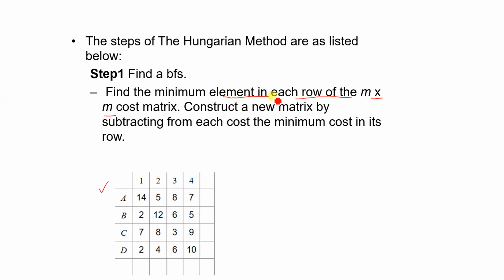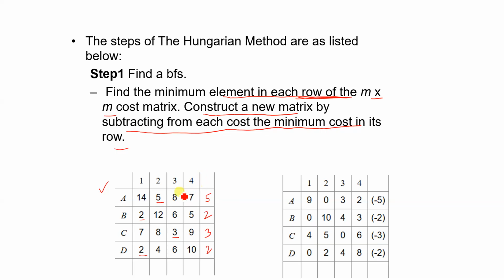So let's get back to the step 1. Find minimum element in each row of this cost matrix. That is, we have 4 rows, so we have to find minimum element of each row. Like in this case, we have 5. In row B, we have 2. In row 3, minimum element is 3. In row D, minimum element is 2. Now, what to do with these elements? Let's see. Construct a new matrix by subtracting from each cost the minimum cost in its row. That is, we have to subtract 5 from each of the elements in row A in order to have a row reduced matrix.